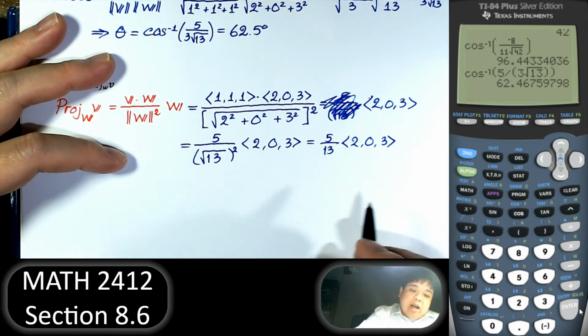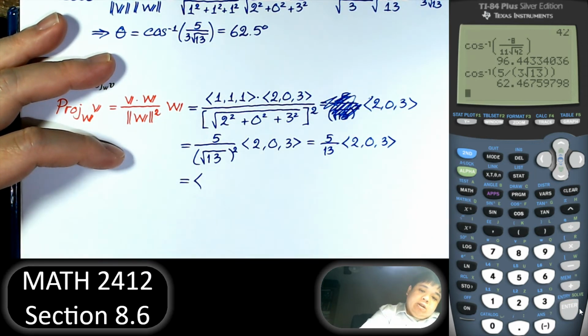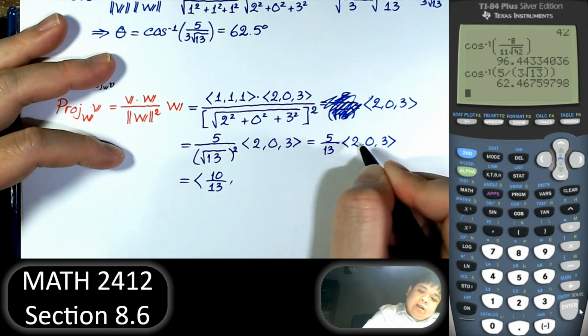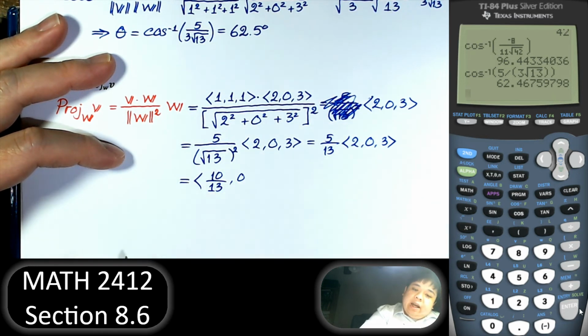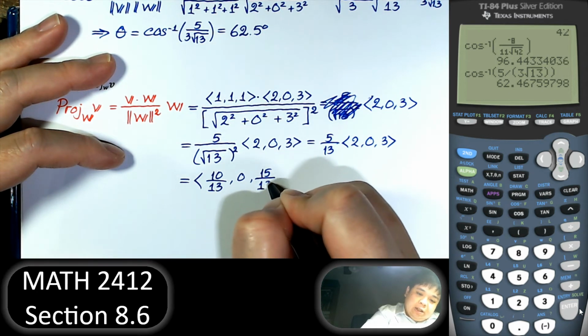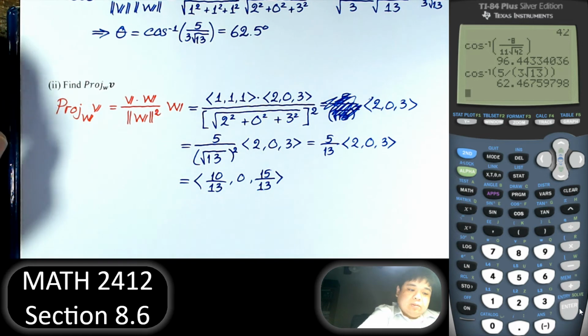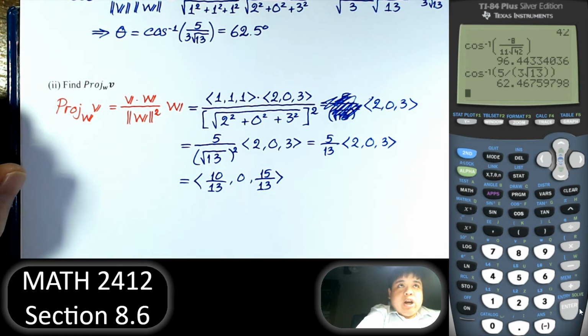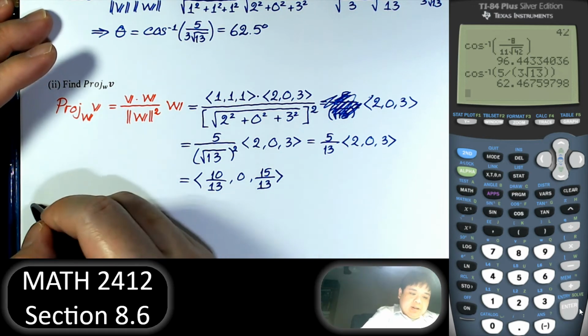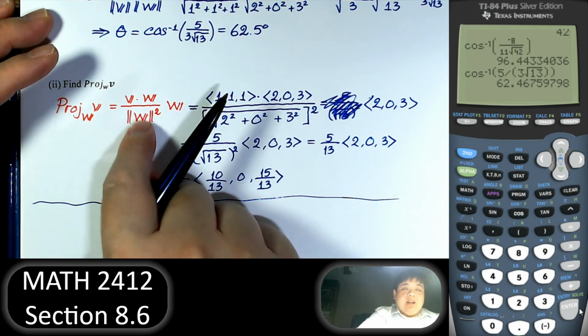And we multiply that to every component. That gives us 10 over 13, 0, and 15 over 13. So that's the projection of V onto W. Now let's check. Okay, that is the answer of that problem.